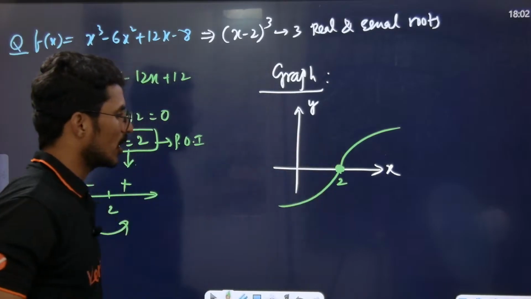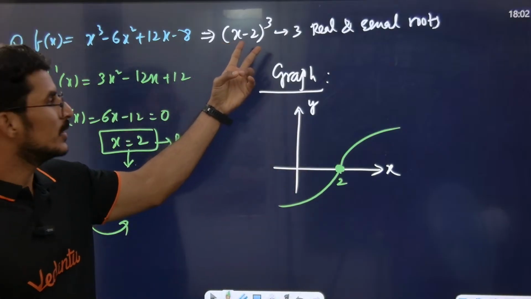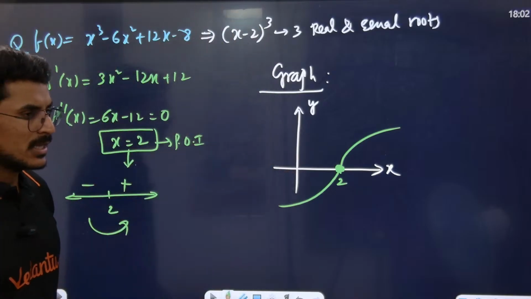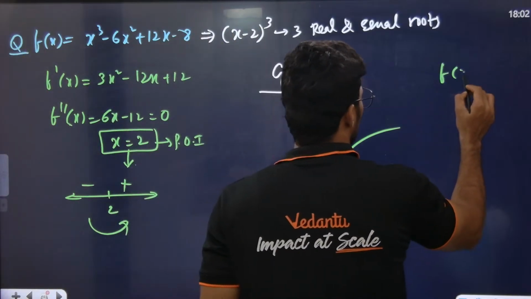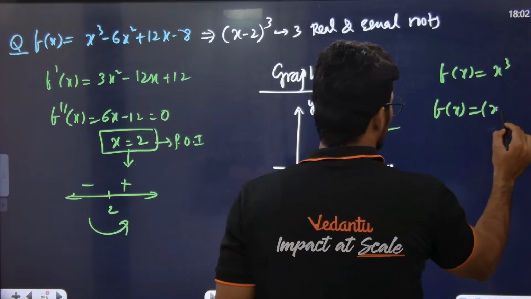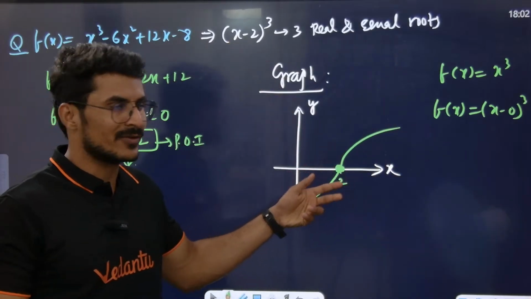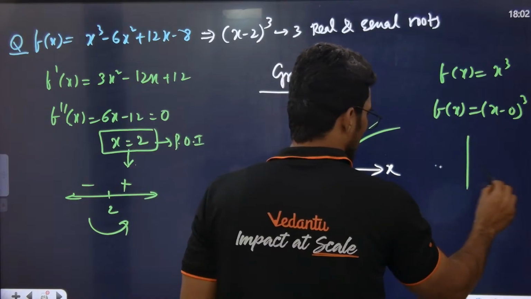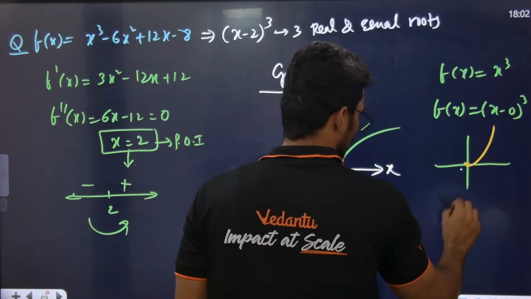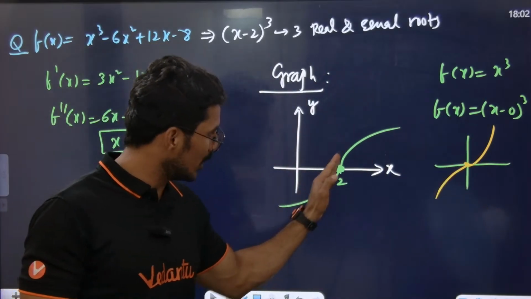all the three roots are what? All the three roots are equal. 2, 2, 2. Why? This is a perfect cube. So we get 3 real and equal roots, and the function graph comes like this. Very simple. For example, f of x is equal to x cube. Can I write f of x is equal to x minus 0 whole cube? Now for x minus 2 whole cube, the point of inflection comes near 2. If x is equal to 0, the point of inflection comes at 0. So the graph of x cube passes through 0, and the graph of x minus 2 passes through 2.